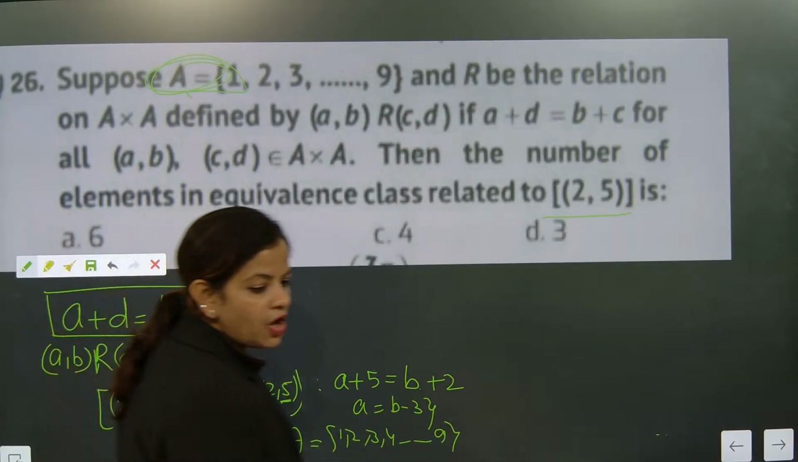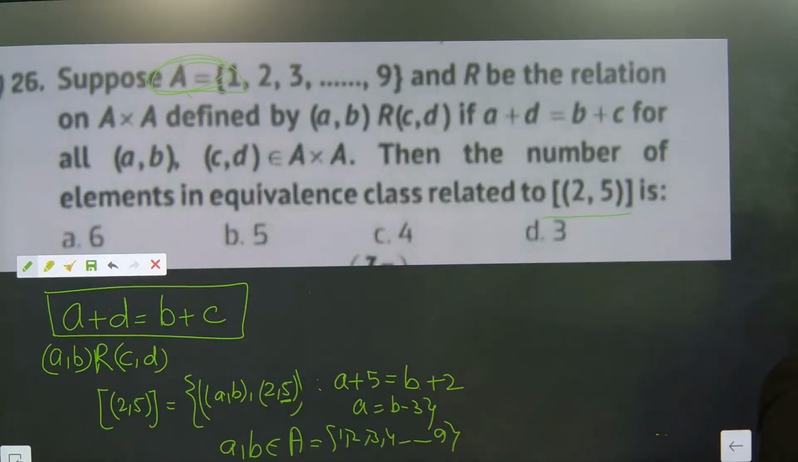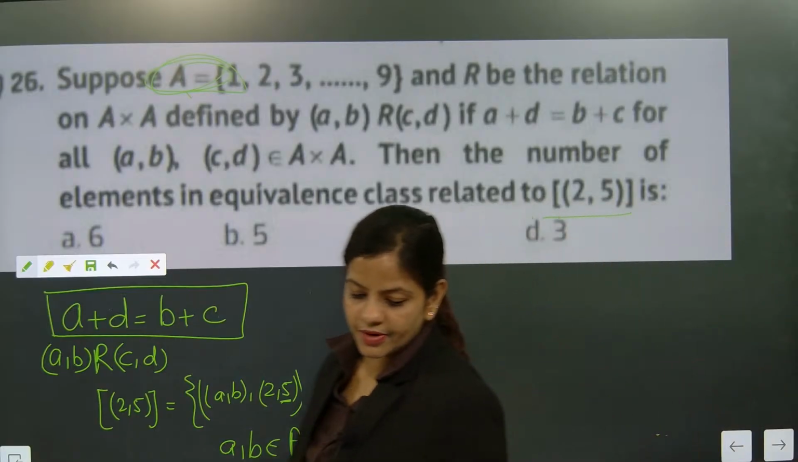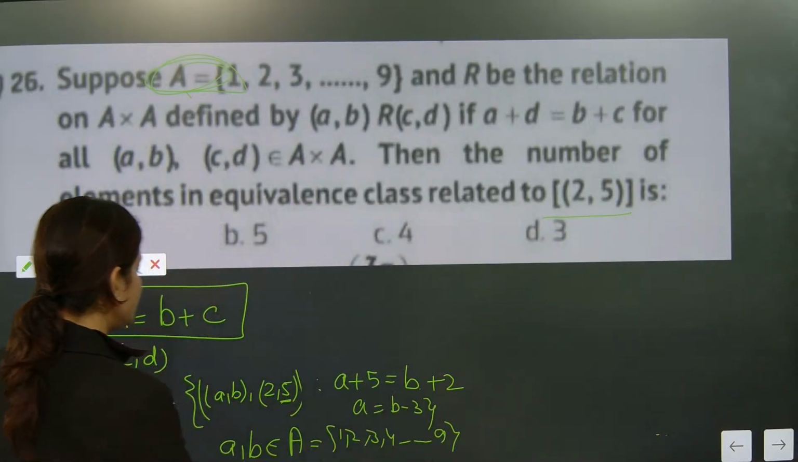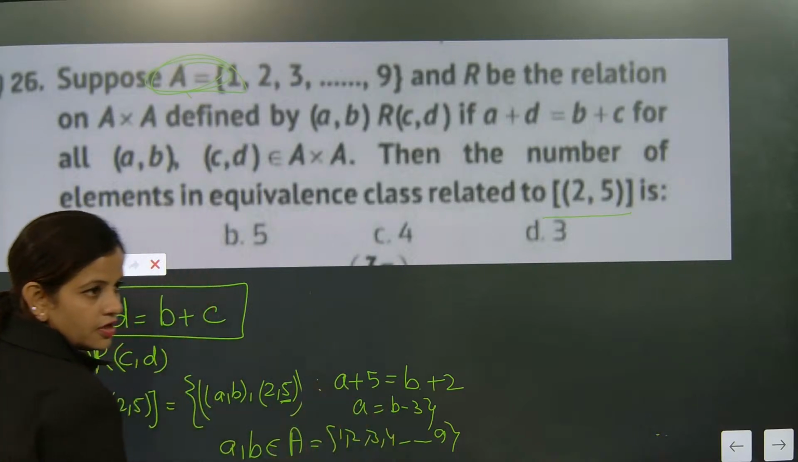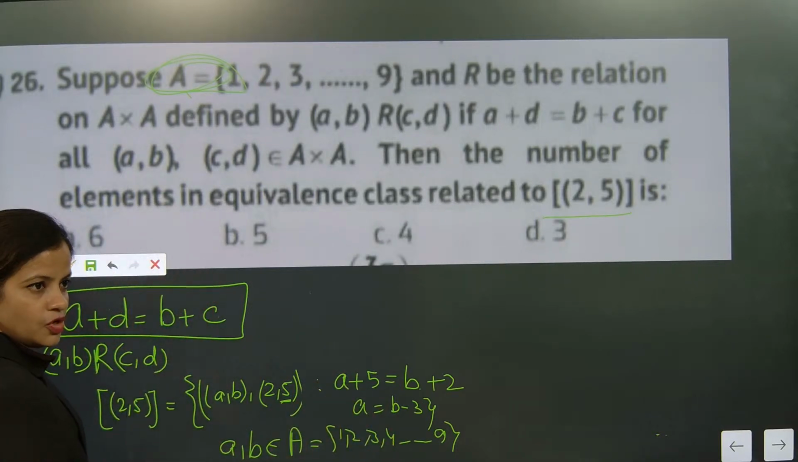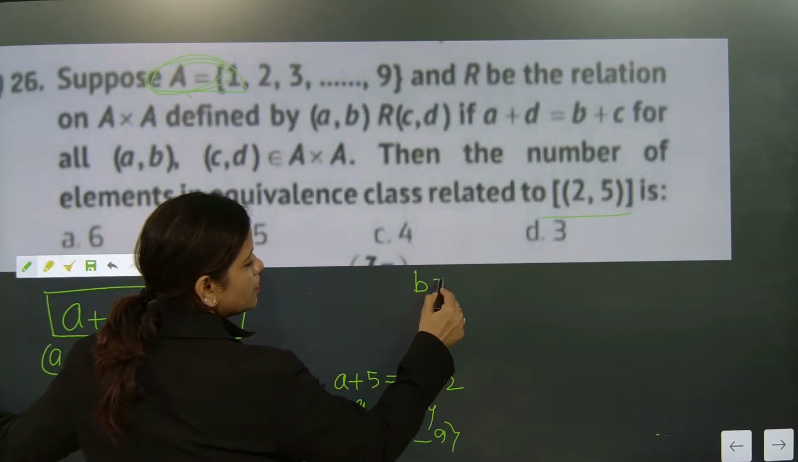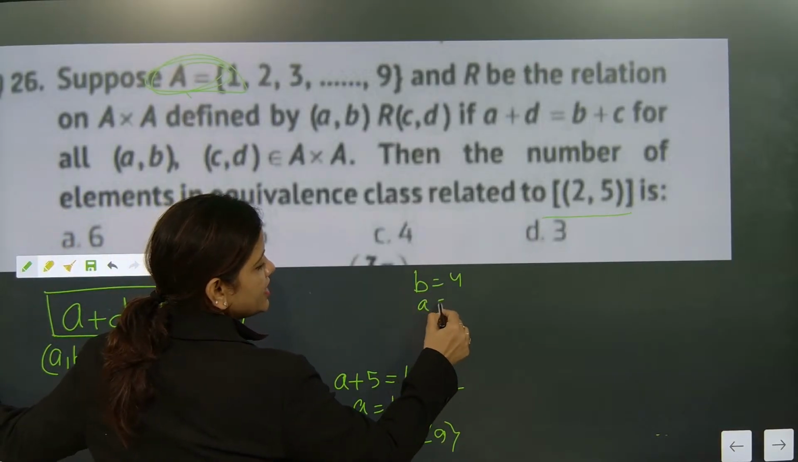Understood? A is having how many elements? 1, 2, 3, 4 till 9. So here, since A is having these many elements, now one by one you have to start substituting B value. You started substituting from which value? 4. Greater than 3. Understood or not? You substituted B is equal to 4. A is coming as 1.